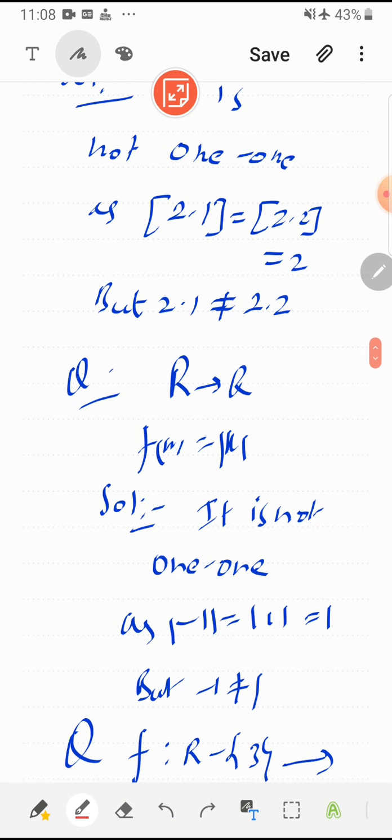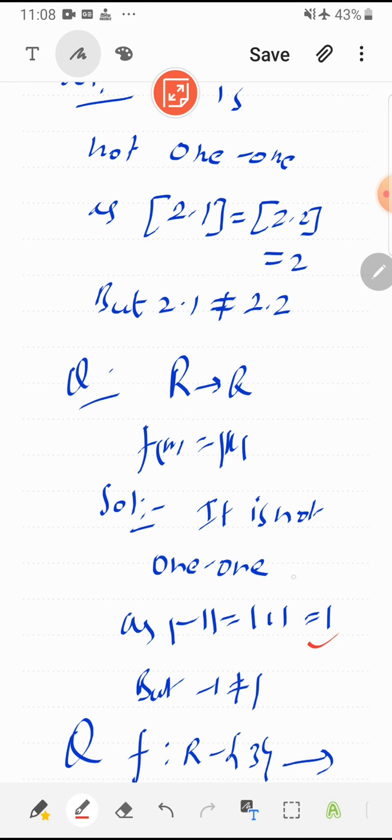We are focusing today only on 1-1. On onto we will discuss next time. So it is not 1-1, as if we put minus 1 or 1, both values are the same. So the pre-images are not the same.